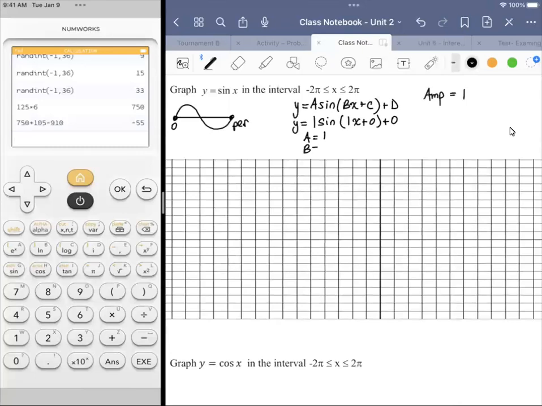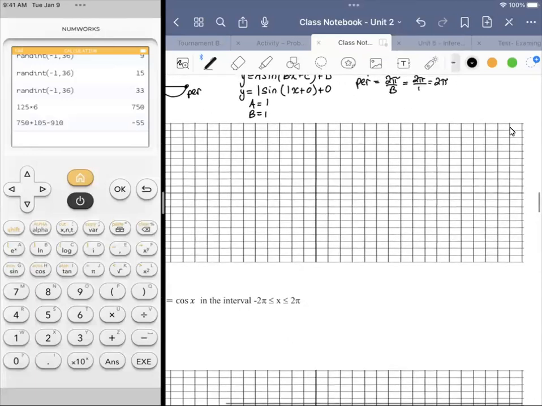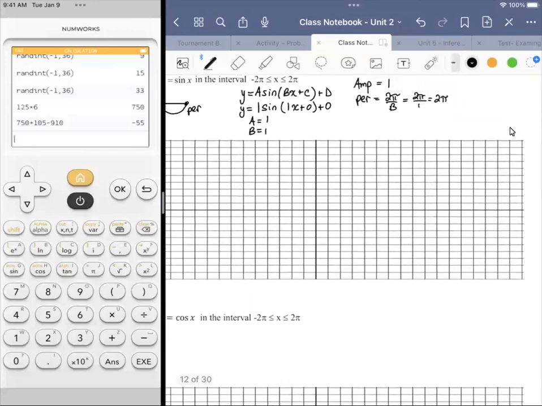The b value is equal to 1, which means the period, which is 2 pi divided by b, would be 2 pi divided by 1, which is 2 pi. So that means that I'm going to get one full cycle of a sine wave over a 2 pi interval. All right. So I just need to decide a reasonable length for pi, because 2 pi is going to be double that. I'm going to let pi be 4 units. 2 pi would then be 8 units.